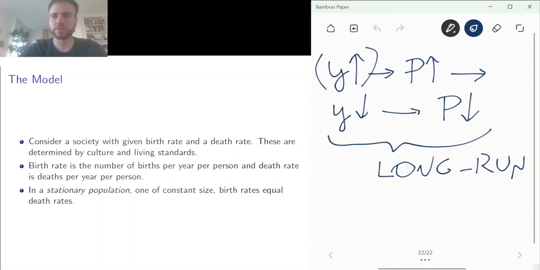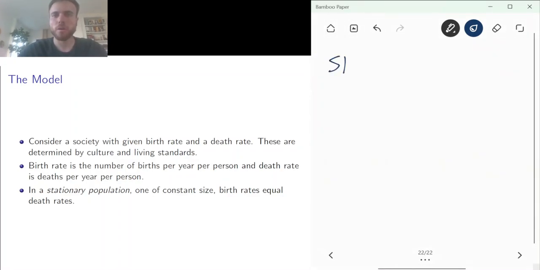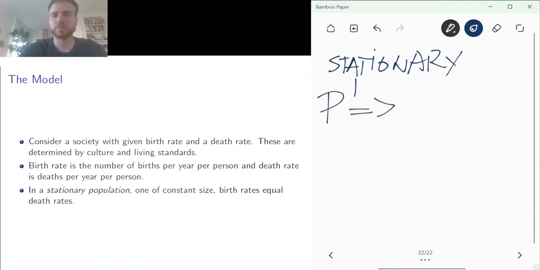So if we have a stationary population, I'll call it P star, it means that the birth rate is equal to the death rate. The number of people entering that society is exactly equal to the number of people dying, exiting society.